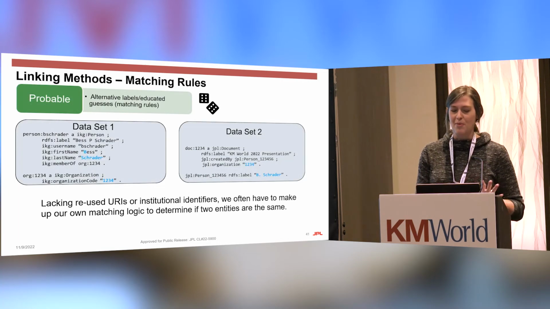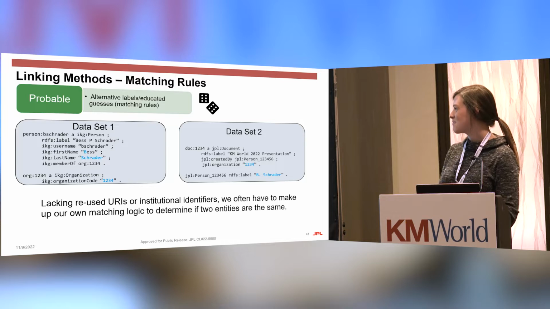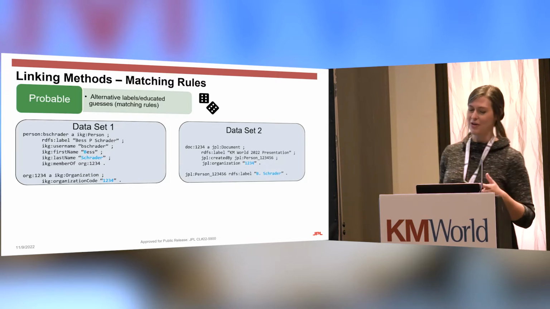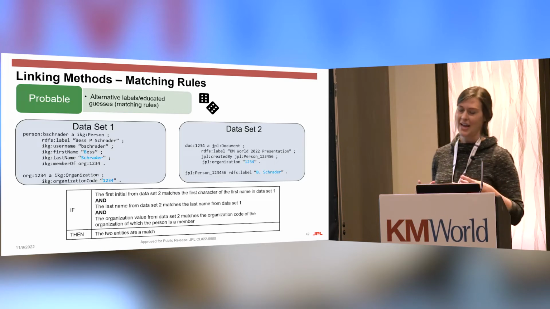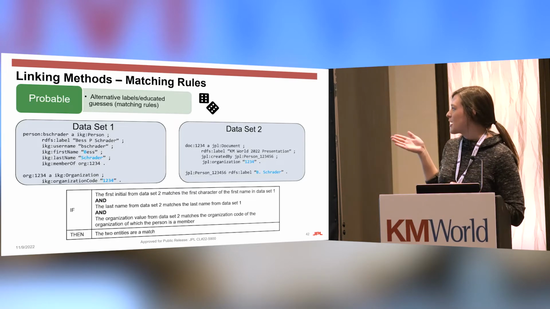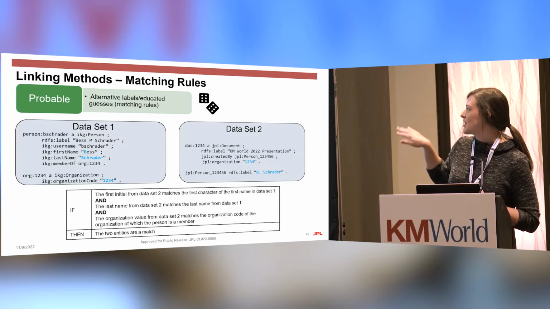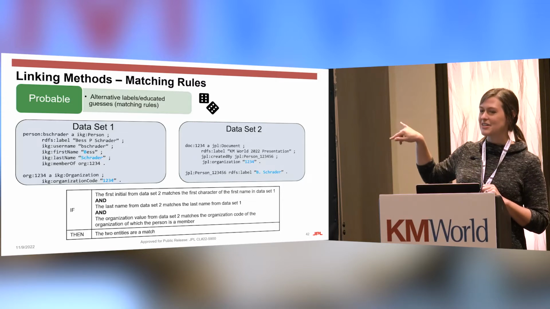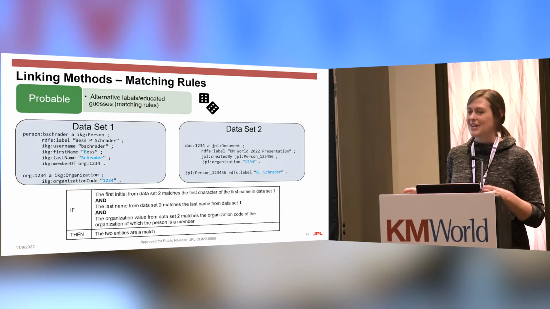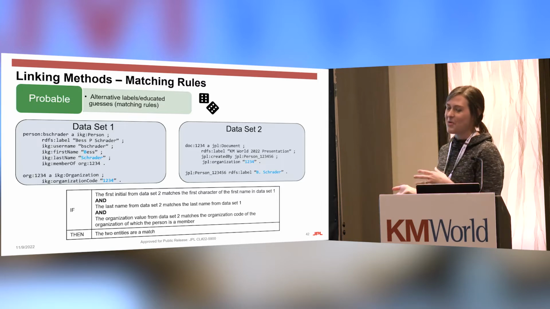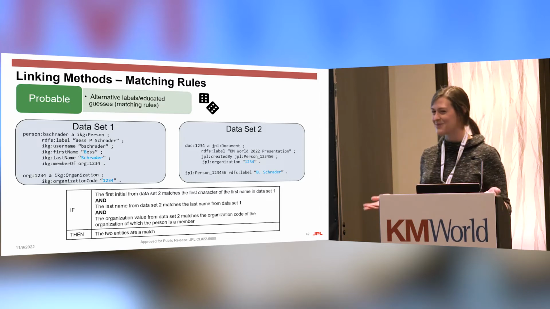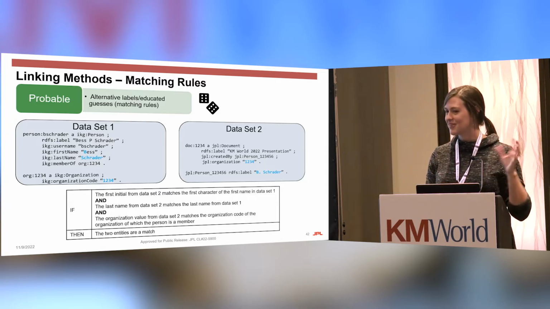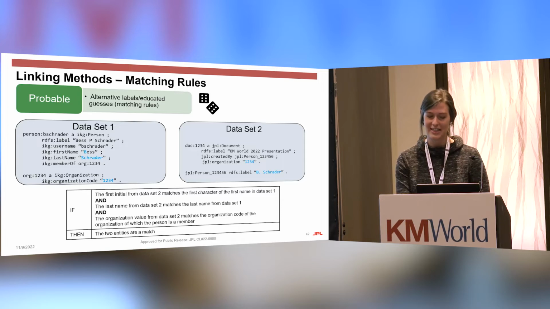Then we get into our probable scenario, where we're kind of making educated guesses here. So in this case, we have to come up with matching rules or algorithms to try to determine whether something's the same. So for example, I might say, all right, if we have the first initial and the last name matching between these two different data sets and we can connect the person to the same organization, it's probably a match. This gets a lot more complicated, takes a lot more maintenance. Not ideal, but sometimes it's your best bet. And if you have enough information, you can still make pretty good guesses about whether two things are the same in different data sets.